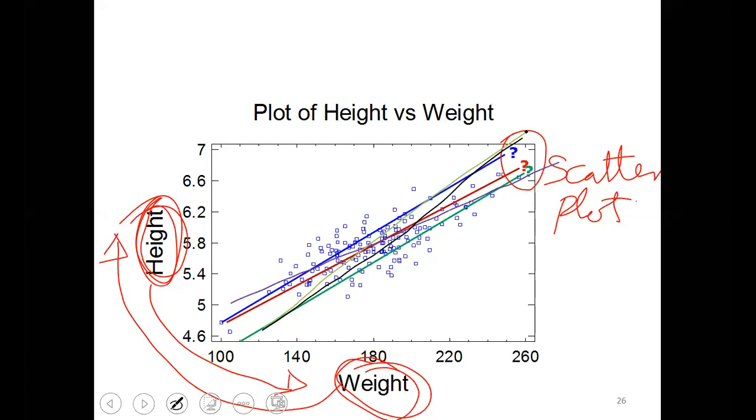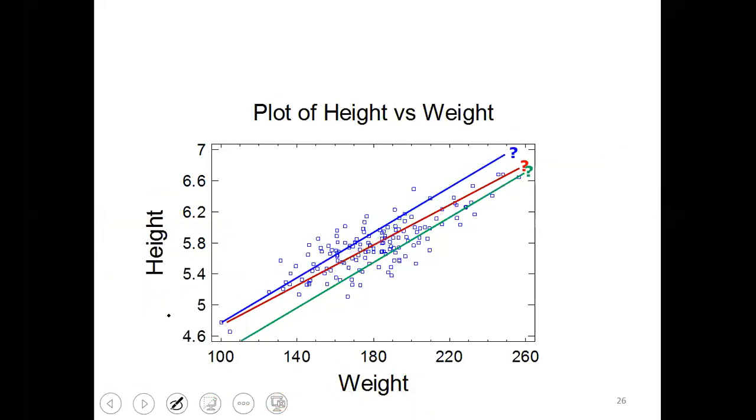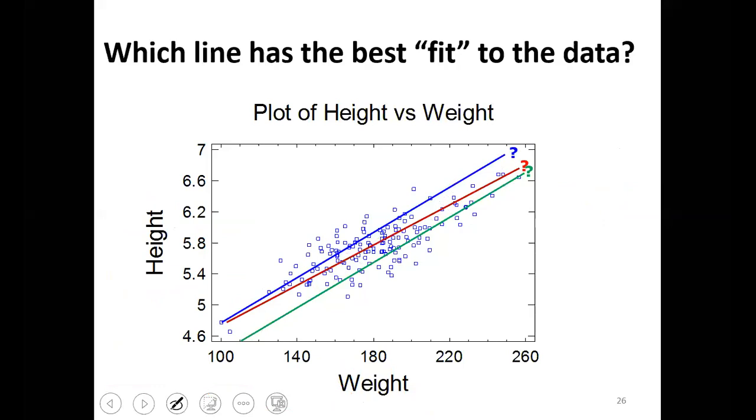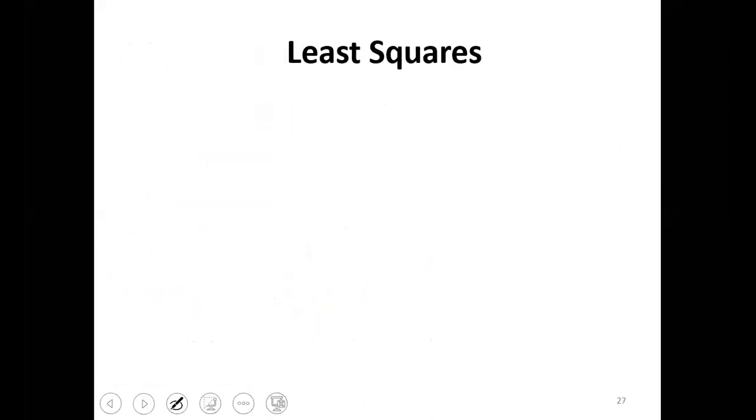But what is more important is which line you can draw, because I have drawn only 3 lines. If you draw hundreds of lines, you want to choose which line is the most appropriate. What is the technique that we are going to use to represent all the data? The technique that we are going to use is called the least square technique, to find out the most appropriate line.